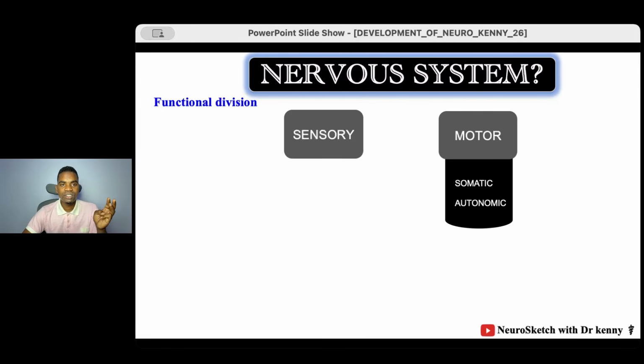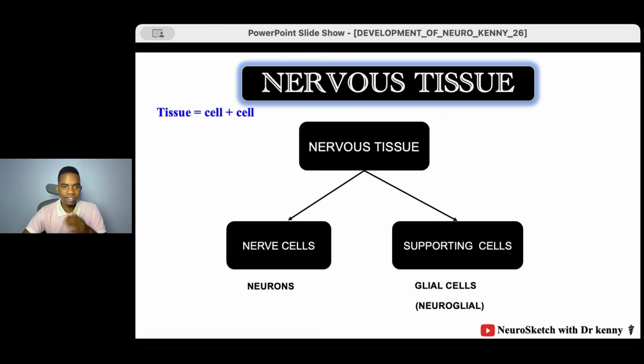Again, we discussed tissues, and we said a tissue is formed by a combination of cells. Now, the nervous tissue is formed by two main types of cells. We have the nerve cells, which are the main cells of the nervous system, also known as neurons. But they have their supportive cells, which are called the glial cells, also known as the neuroglia. These are the two main types of cells that make up the nervous tissue.